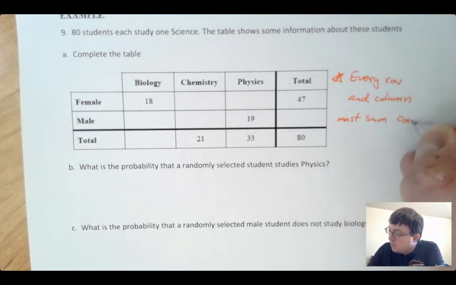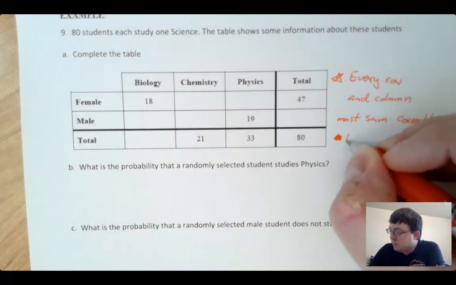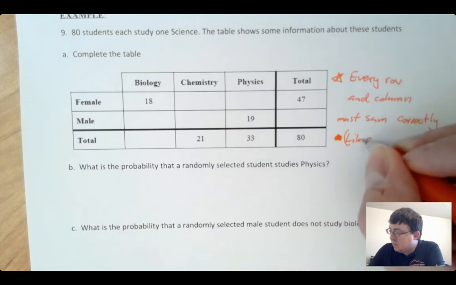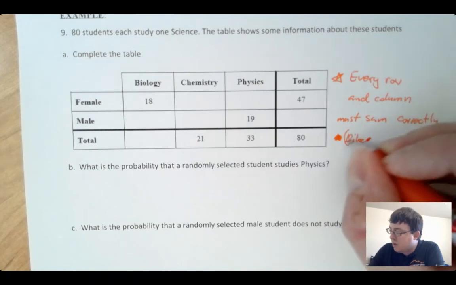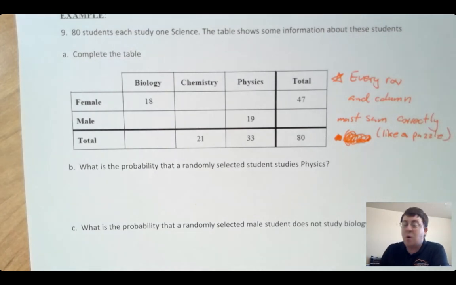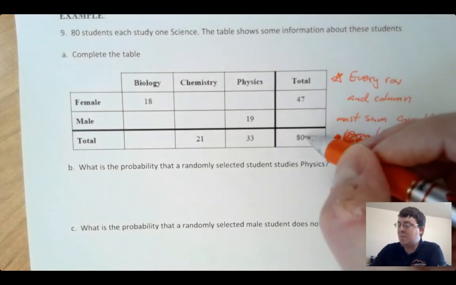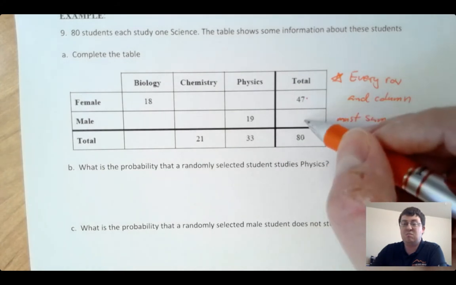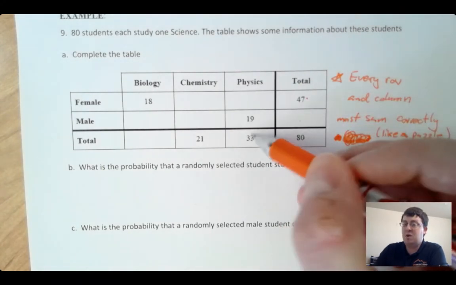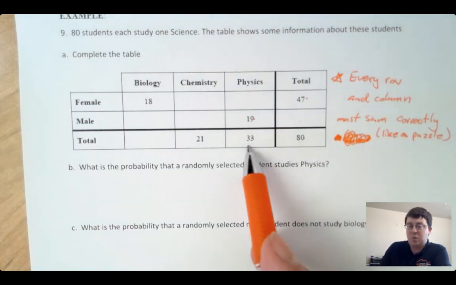So I can do some quick math. It's kind of like a puzzle. I'm so bad at writing. Let's just scrap all of that. It's like a puzzle, which means I love them so much. I want to figure out what number has to go where. I can start wherever I want to. There's a lot of different stepping off points. I could do 80 minus 47 to figure out what goes here. I could do 33 minus 19 to figure out what goes here. I could do 80 minus 33 minus 21 to figure out what goes here.